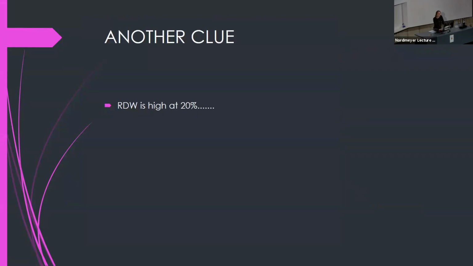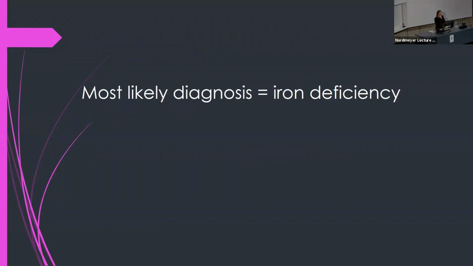And another clue might be, hopefully we would give you more than one clue. I don't know if anyone remembers what RDW is, red cell distribution width. It's a measure of the variation of red cell size. So if the RDW is high, the red cells vary quite a lot in size. And this is high at 20%, and that's another feature of iron deficiency, and it helps to distinguish iron deficiency from thalassemia. Another way of describing that from the morphology is saying anisocytosis, but again, it just means variation in red cell size. So I think this is iron deficiency.